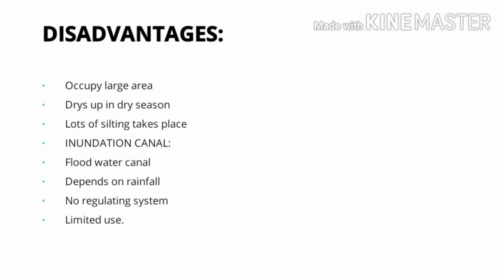Inundation canals. These canals are floodwater canals and have water in them throughout the year. Whenever the river is flooded, especially during the rainy season, the canal provides water to the agricultural field. There is no regulating system at the head of the canal, so these canals have very limited use. That is why nowadays inundation canals are being converted into perennial canals.